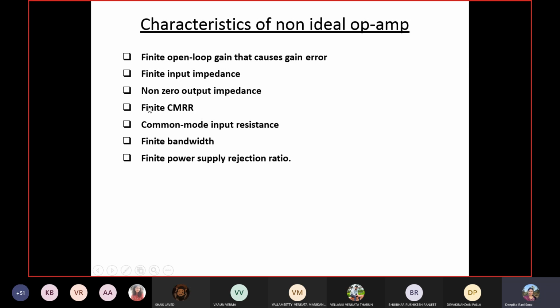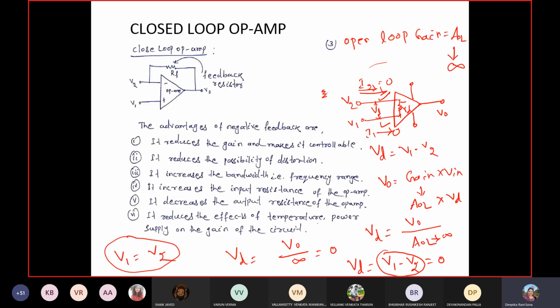This will help you to define the particular input. It will cancel the noise signal or the false signal or the dummy signal available with the input. It will cancel out that. Then common mode input resistance it will offer, then finite bandwidth, then finite power supply rejection ratio. So these are the characteristics of non-ideal op-amp.